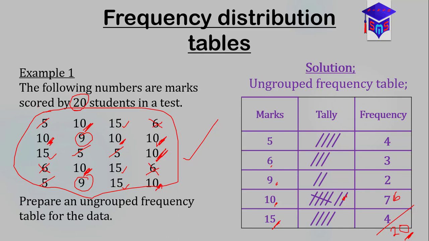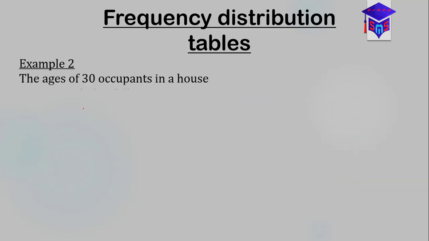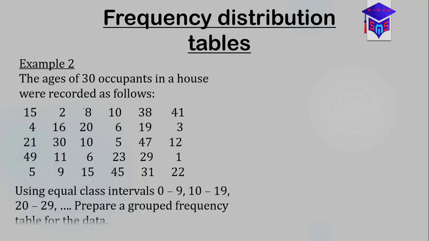Right. Now let's take another example. Alright, so the second example says that the ages of 30 occupants in a house were recorded as follows. Now we've been asked to use equal class intervals of 0 to 9, 10 to 19, 20 to 29, and continues like that to prepare a grouped frequency table for the data. Okay, and this is also very simple, just like the one we did. All right, so let's look at a solution.